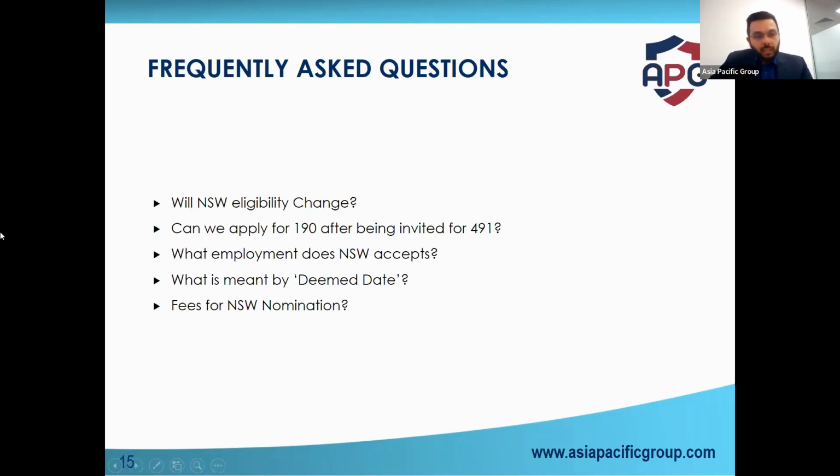Now, the third question: what employment does NSW accept? If you remember, I told you that we will talk about the deemed thing. Now, deemed eligibility requires experience. Basically, when you say 2 years experience, what does it actually mean? It means deemed experience. Deemed means at what date are you deemed to be a software engineer? At what date are you deemed to be a journalist? At what date are you deemed to be a statistician, right? That depends on your assessing body.